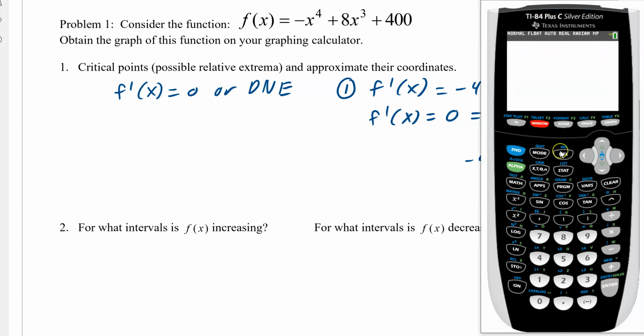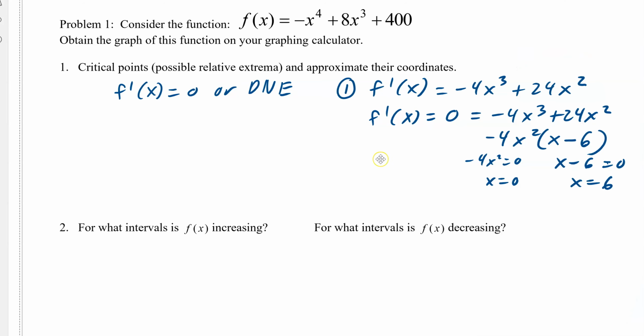If you really want to see it, you can go to your window, change your Y max to 900 so we get a little more height, and hit graph. Now you can see there's a little bit of a gap there. When I hit trace and 6, it does blink right at the max. That's what we're looking for. Remember, our critical numbers are when our derivative is 0. You can see we're increasing here, and then we're decreasing. That's our change, so everything looks perfect.